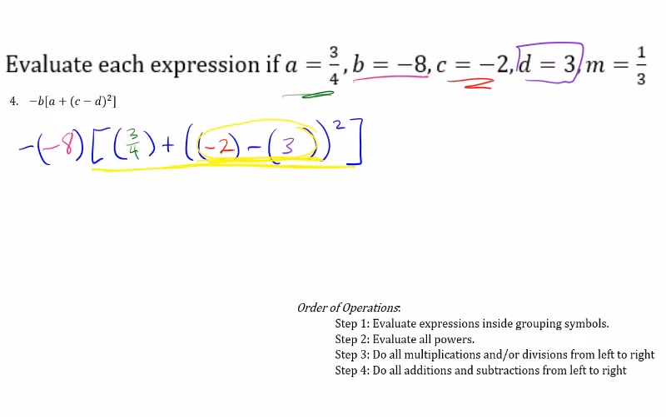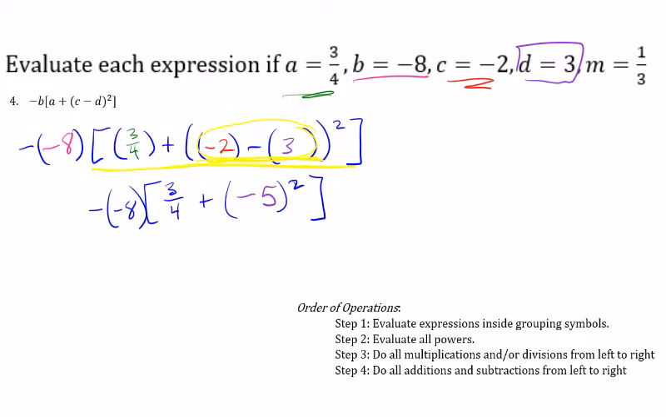So -2 minus 3 is going to be -5. Okay, then I'll just bring down these parentheses. Don't forget about that exponent there. Bring down the plus. You can take out the parentheses for the 3/4 because there's nothing directly touching that. And then we'll keep the -8 here.